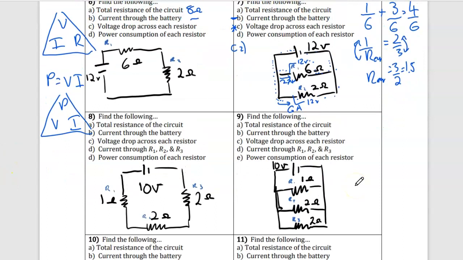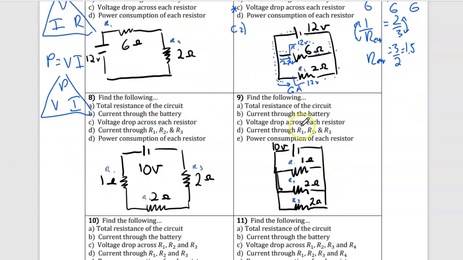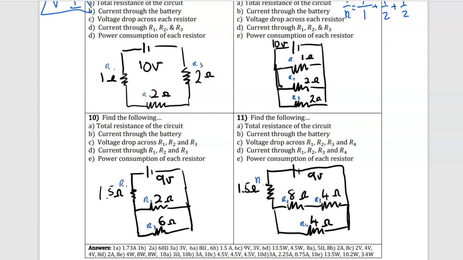All right, I'm not going to go over 8 and 9 because it's the exact same as 6 and 7, except you have 3. So for example, this one is going to be 1 over the resistance is going to equal 1 over 1 plus 1 over 2 plus 1 over 2, right? You just keep going, and that's it. So that one's easy. These ones are a little bit trickier, but they're not as bad as you think. Actually kind of fun. I genuinely think they're fun.